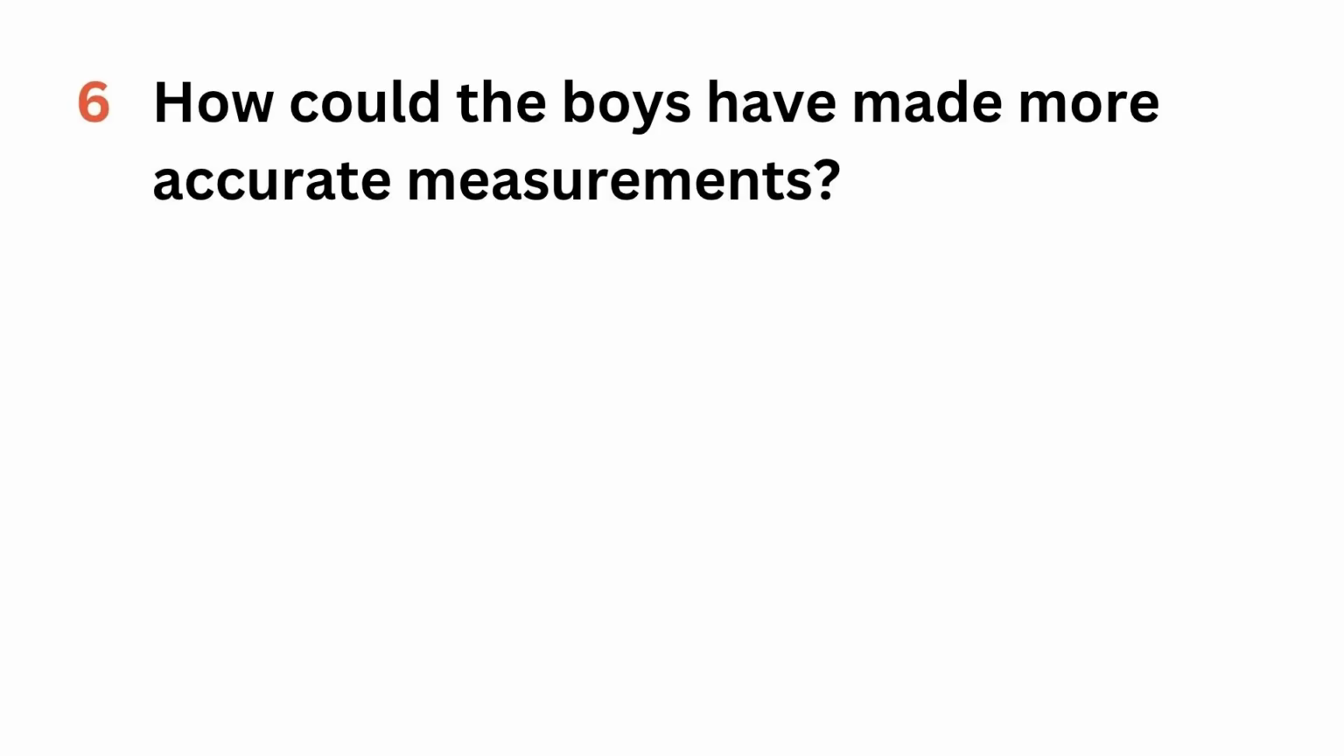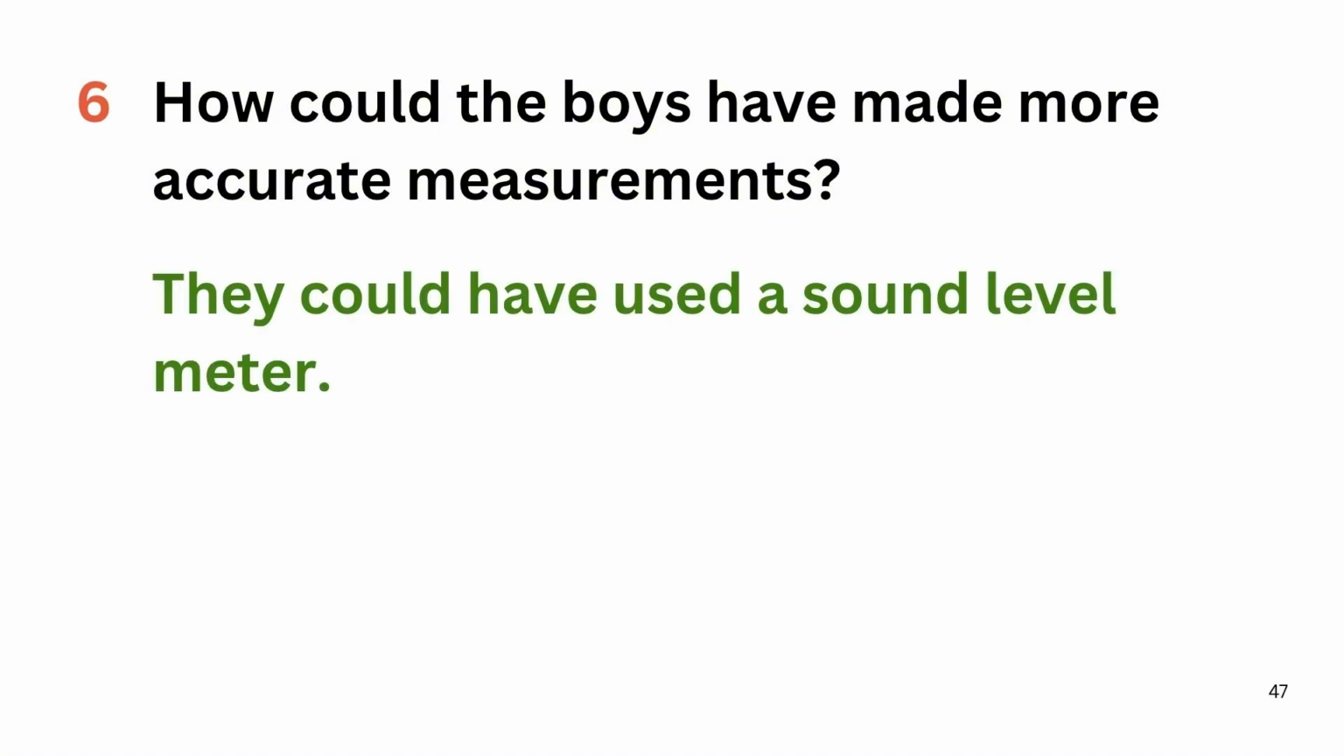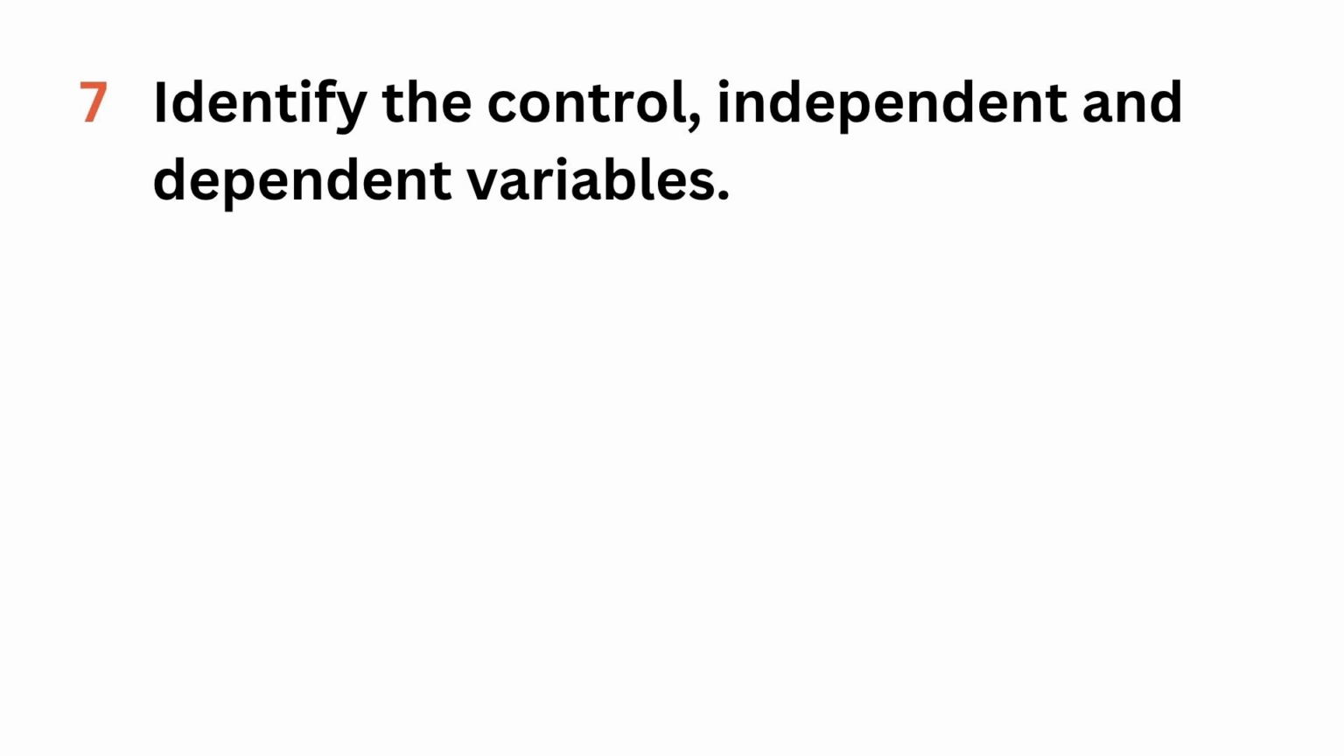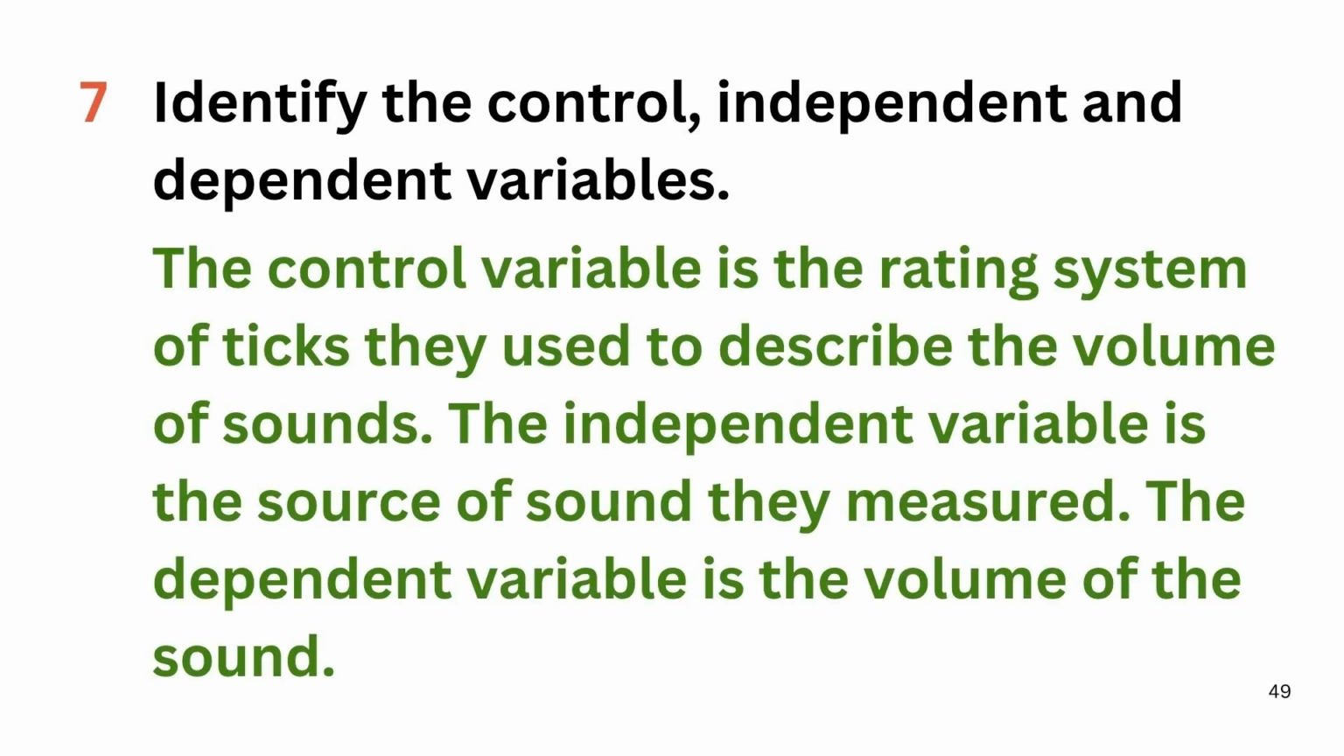Question 6. How could the boys have made more accurate measurements? They could have used a sound level meter. Question 7. Identify the control, independent, and dependent variables. The control variable is a rating system or ticks they use to describe the volume of sound. The independent variable is the source of sound they measure. The dependent variable is the volume of the sound.